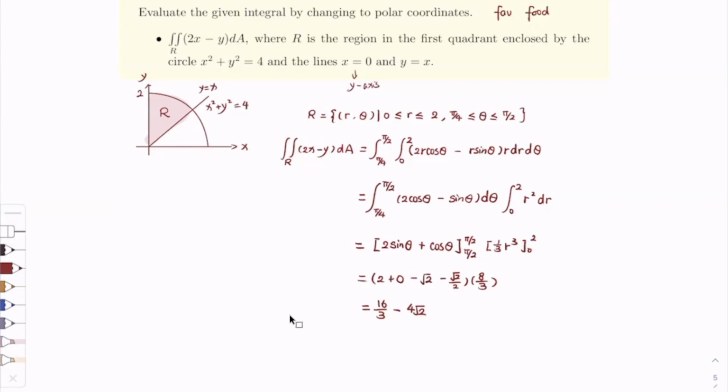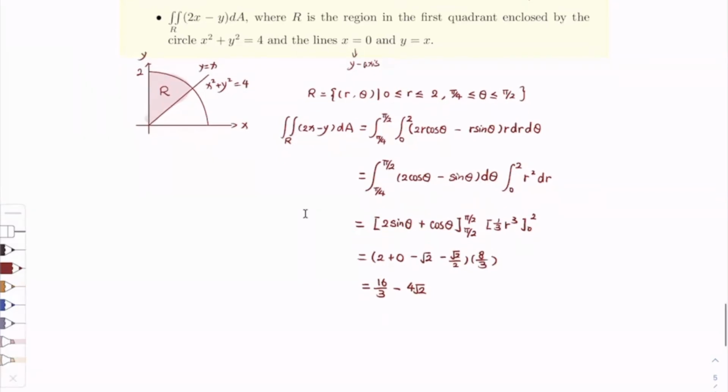If no question, type a number in the chat again. Okay, cool. That means no question.